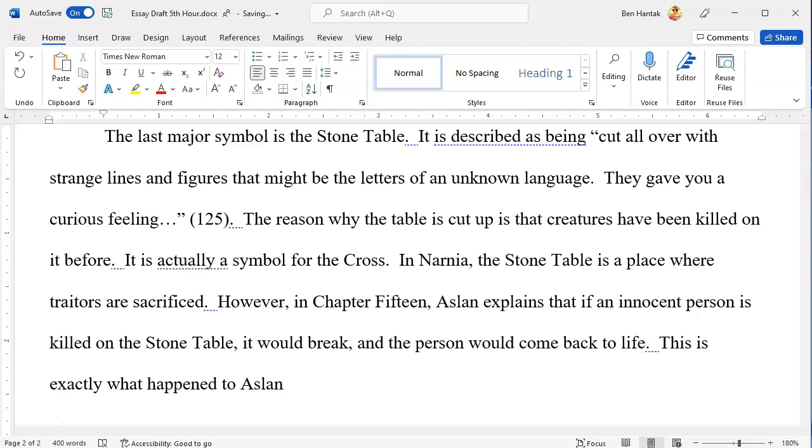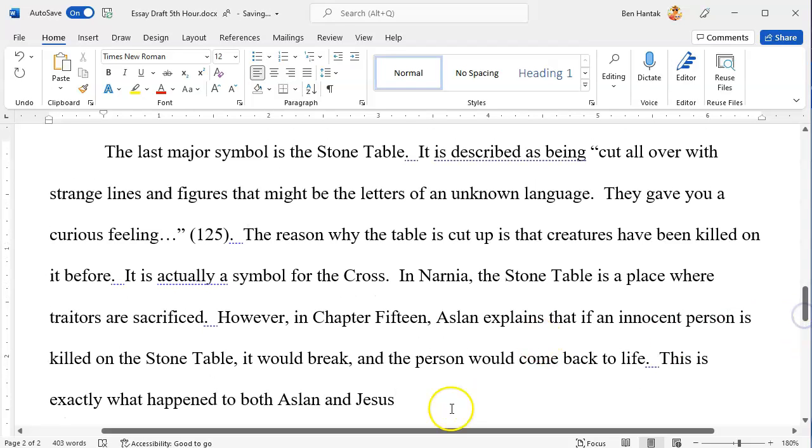My memory is not the best, y'all. We already wrote a paragraph about Aslan being a symbol of Jesus Christ, right? Yes. Okay.